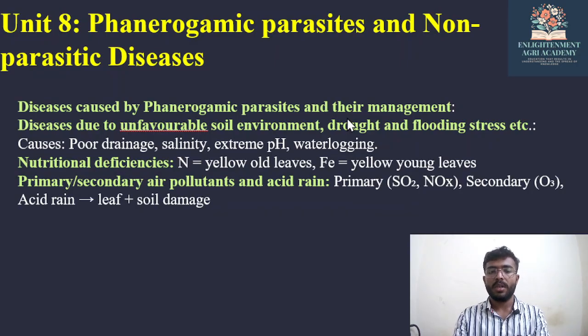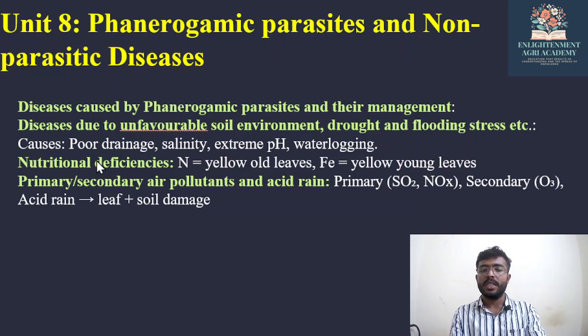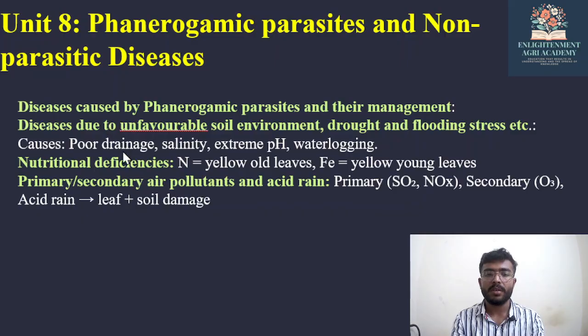This is due to the unfavorable soil environment: drought, flooding, trace elements, poor drainage, then salinity, extreme pH, waterlogging. This is the cause, an unfavorable environment in the soil. Now the nutritional deficiency: due to the deficiency of nitrogen, the older leaves turn yellow. But due to ferrous deficiency, the young leaves turn yellow. So this is the difference between the two nutrient deficiencies.